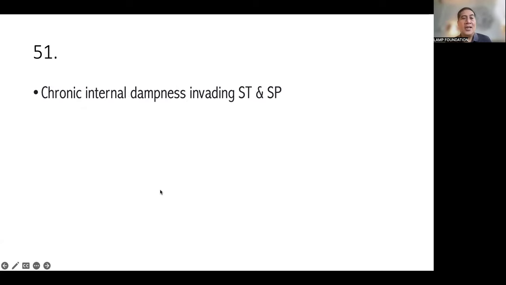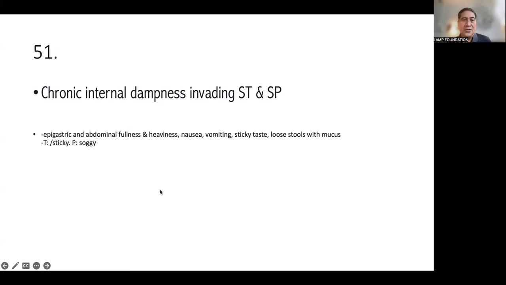Can you continue, po? What are the manifestations of chronic internal dampness invading the stomach and spleen? Okay, why is this very relatable? Because practically everybody loves to eat good food, no? Epigastric and abdominal fullness and heaviness. Nausea, vomiting, sticky taste, loose stools with mucus. The tongue coating is sticky, the pulse is soggy. Very good.